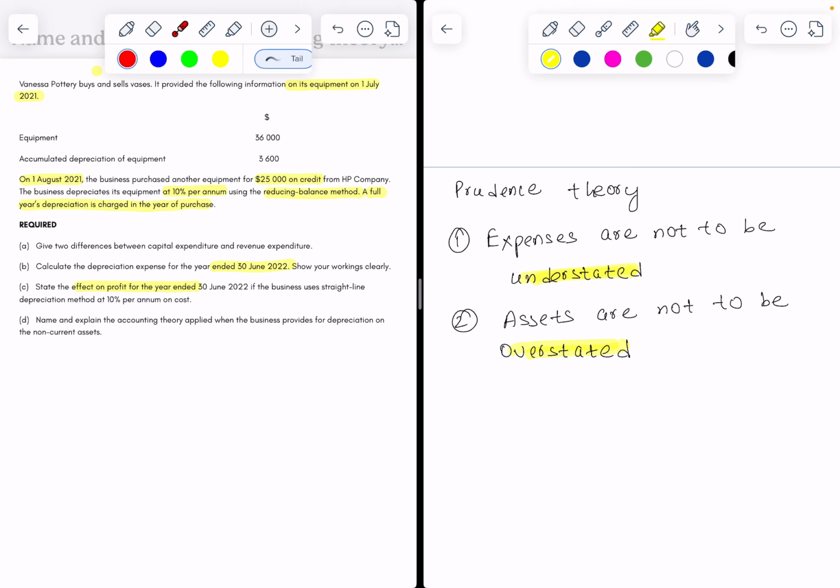So that way we don't understate our expenses, because we have got our depreciation expense, which has captured the consumption, and then we have got our assets, which we don't overstate, because we're only showing it at net book value, as you have seen already, I believe, in the statement of financial position or the balance sheet.